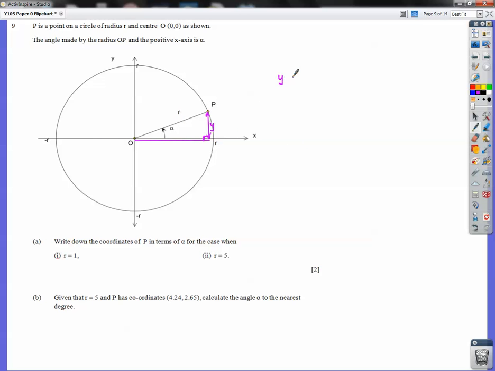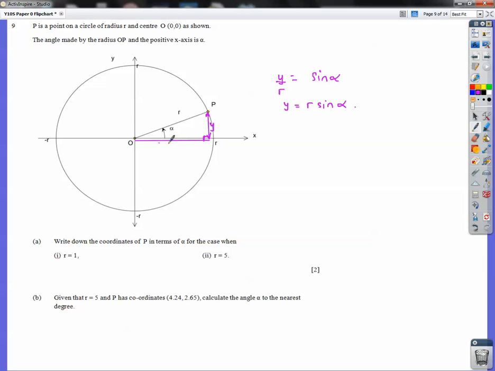So opposite and hypotenuse gives us sine. So the y-coordinate of P divided by r equals sine of angle alpha. Sine of angle alpha is opposite over hypotenuse. So if we multiply both sides by r, we get y equals r sine alpha.